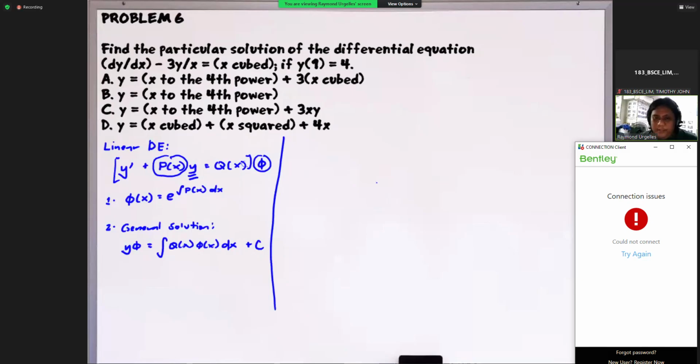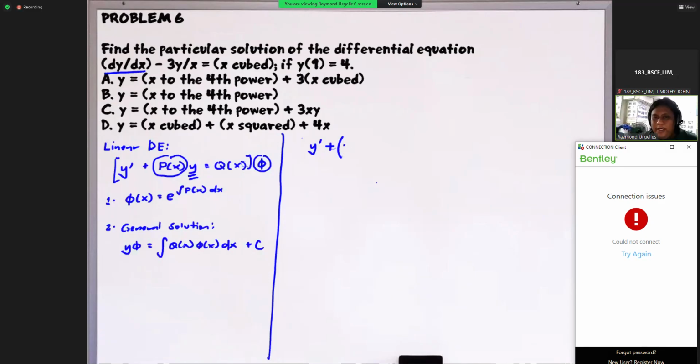So actually mas madali siya dun sa homogeneous saka dun sa exact, diba? Okay? So let's try. So for this problem, again dy dx is y prime, so isulat ko na lang siya as y prime. So then minus, or gawin kong plus.